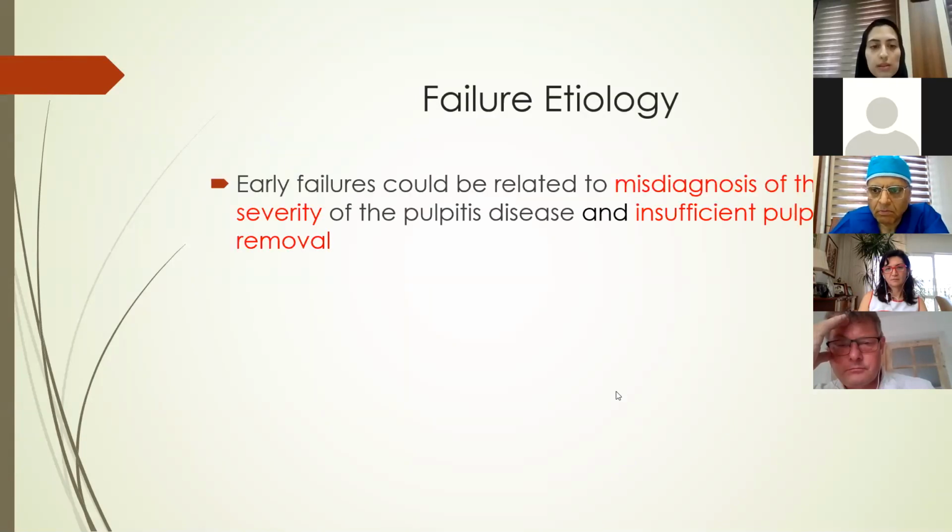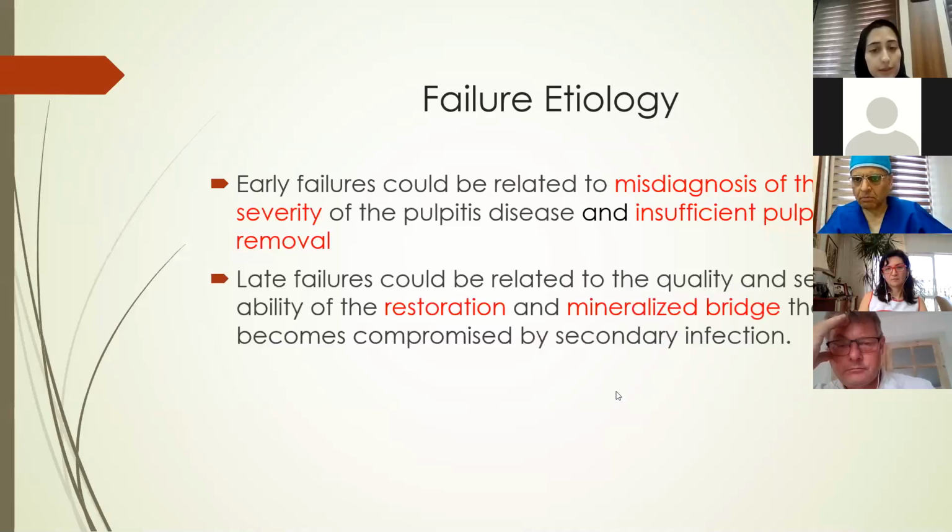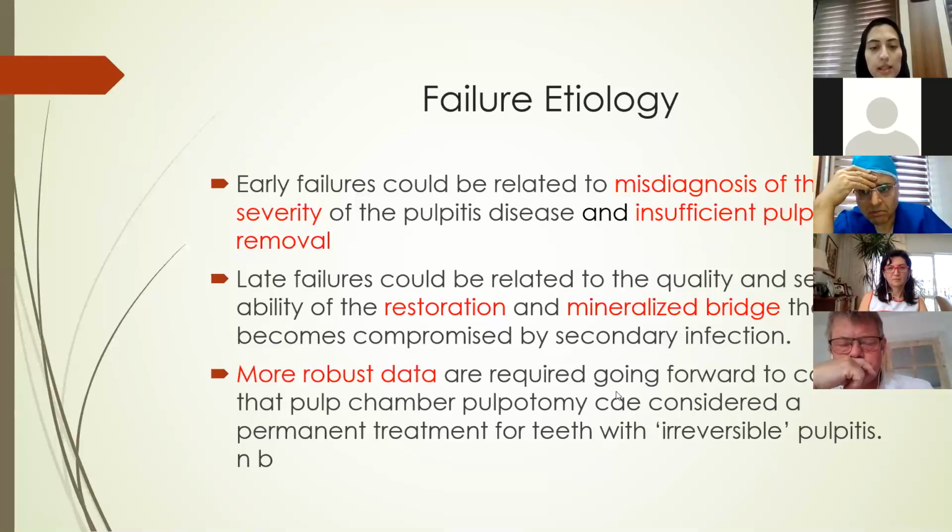And about the etiology, early failures are related to misdiagnosis of the severity of the pulpitis and insufficient pulp tissue removal. Late failures are related to the quality and sealing of the restoration and the mineralized bridge, which is expected to form. But still more robust data are required to say whether vital pulp therapy procedures are a permanent treatment for irreversible pulpitis.